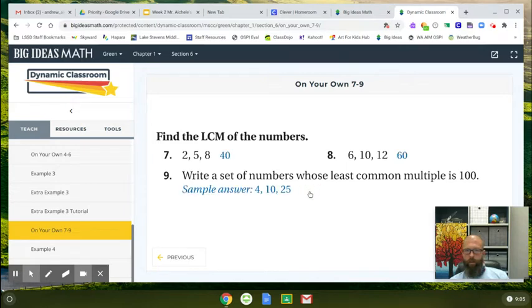All right, here we go. Here are your answers, 40 and 60. Hopefully you got those. If not, take a look in my notes and you can see how I did it.